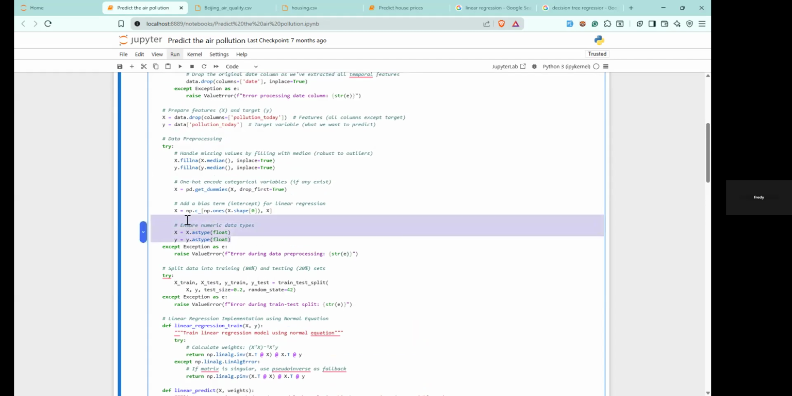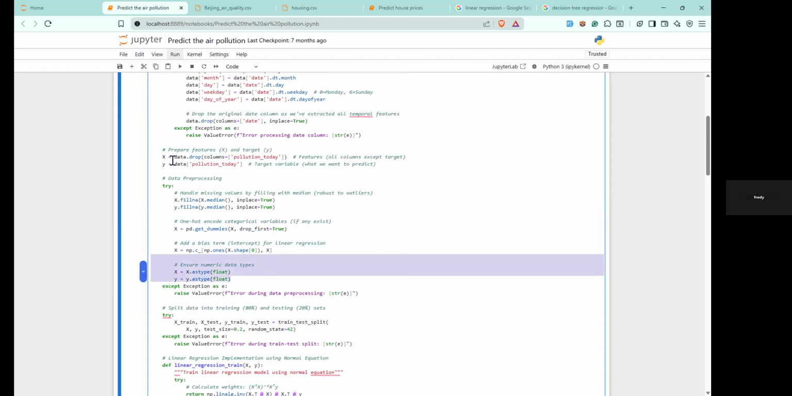Okay. Ensure the data. The pollution will be held as the target variable. The X value will have all the other columns apart from pollution today, which we'll be trying to predict. And then the Y value will be the value that we are trying to predict. So basically, using linear regression, we are getting all the other columns in X and using them as feature data to predict Y, which is pollution today.